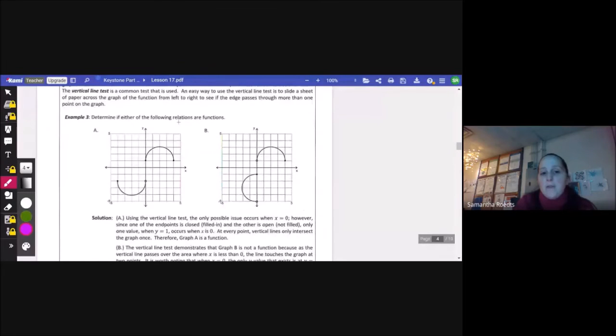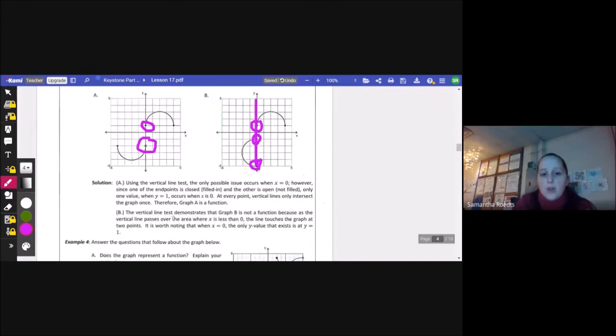So determine if either of the following relations are functions. So I have A. If I look at this, it looks like these 2 points right here would overlap. But this is an open circle and this is a closed circle. So that means it is a function. Okay. I can do the same thing here. So if I have a vertical line, it passes through these 3 points. This was an open circle, closed circle, open circle.